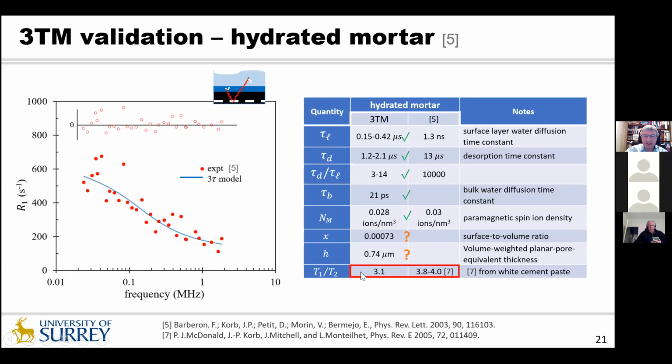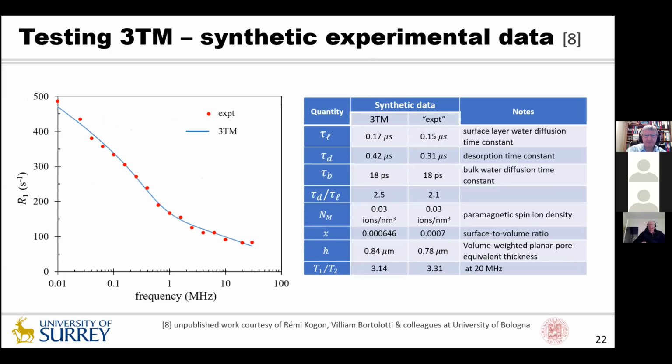The actual fit value that we get from our hydrated mortar, fit to the hydrated mortar from the 3-tau model, is 3.1. And you can see that that was a mistake. There's a significant difference between these two values. Now, hold that thought just for a moment, but we're going to do 2 more steps before I think we might be able to resolve that difference.